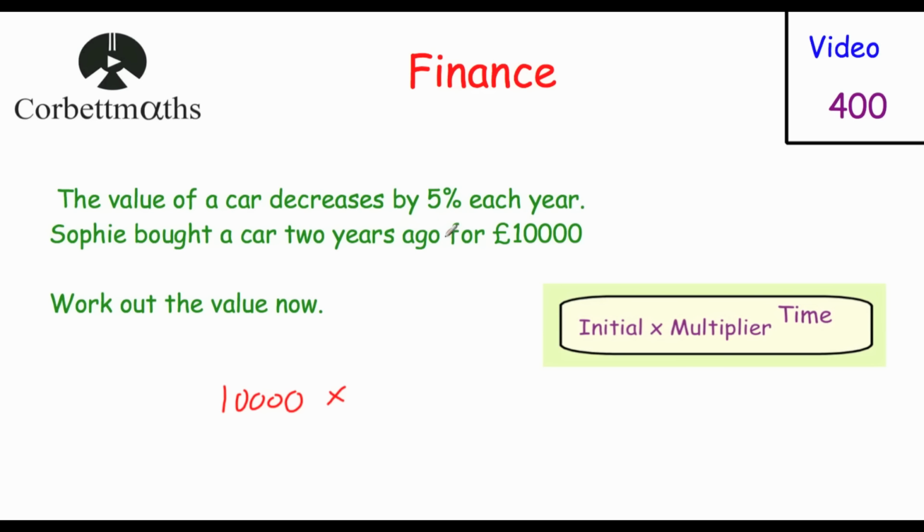So if we had 100% and we took away 5%, we'd be left with 95%. So that's 0.95. And we're wanting to find the value of the car after 2 years. So that's going to be to the power of 2. So we do 10,000 multiplied by 0.95 squared. And that gives us £9,025. So the value of the car after 2 years would be £9,025. And that's it. Okay, let's have a look at our next topic.